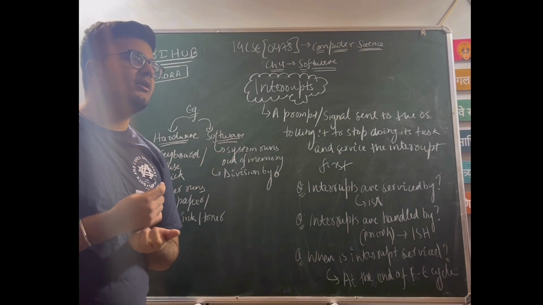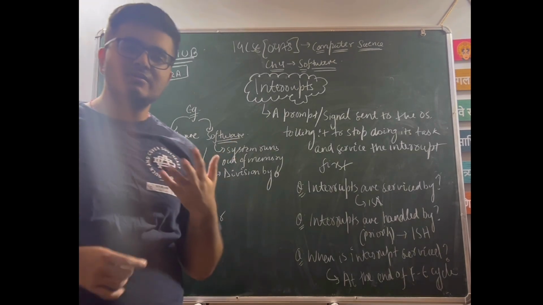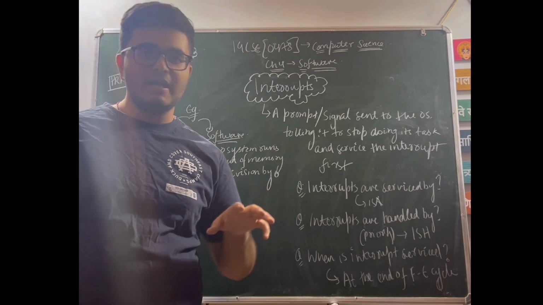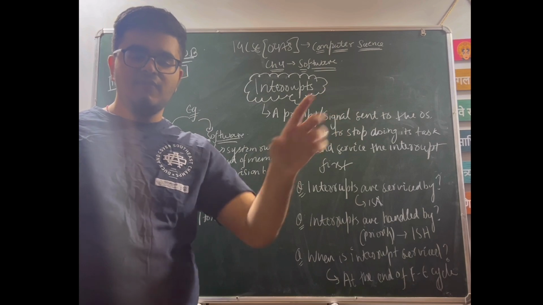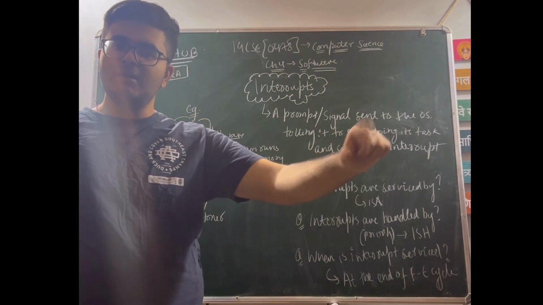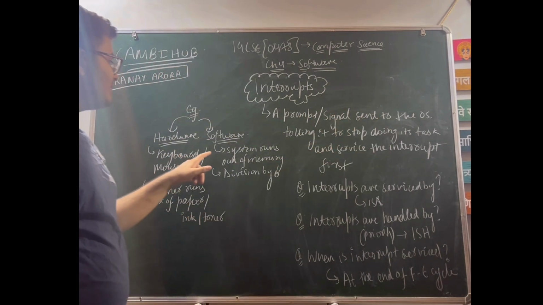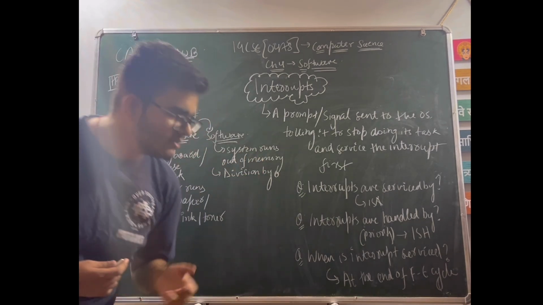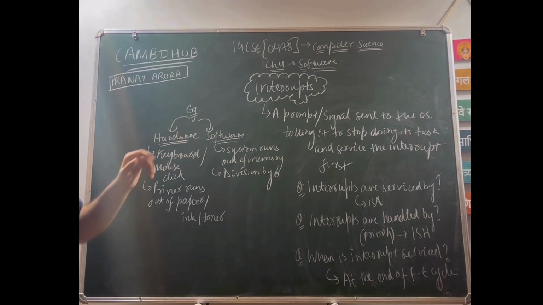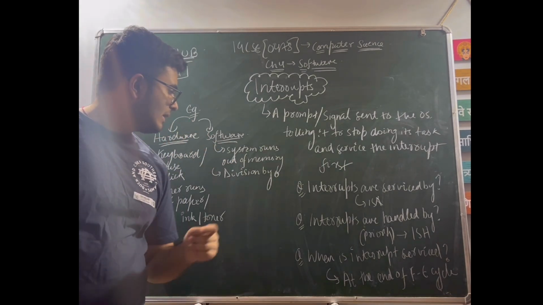Suppose your system is doing some work, but due to some reason your system crashes and your memory runs out. At that point of time, immediately there will be a prompt, a signal on your screen that the system ran out of memory, right? So the system running out of memory is an example of a software interrupt, right?